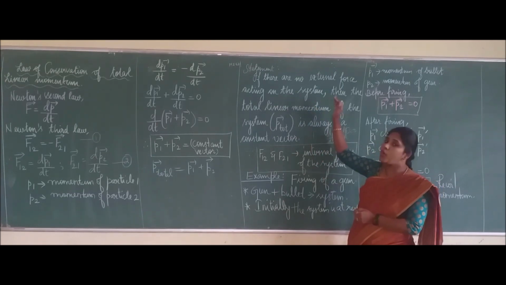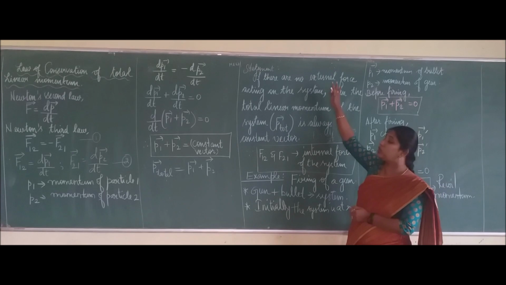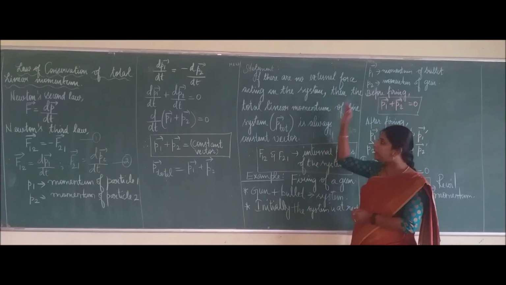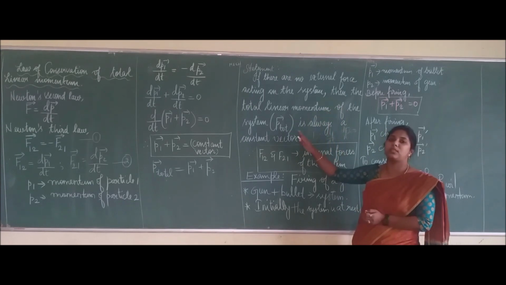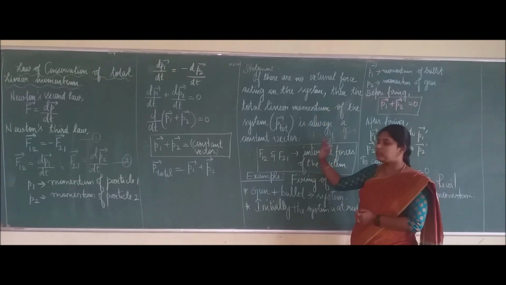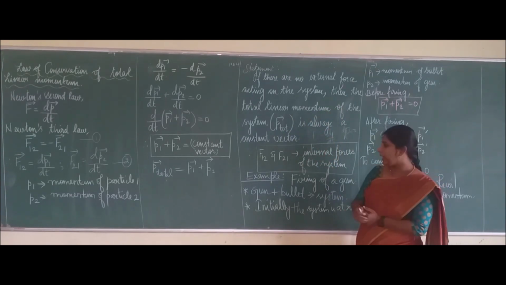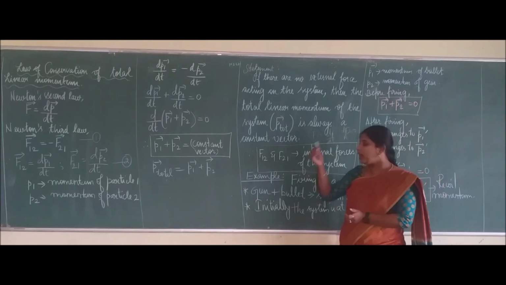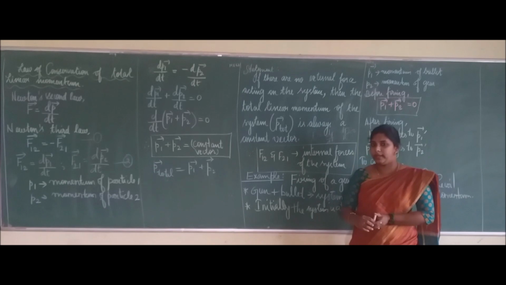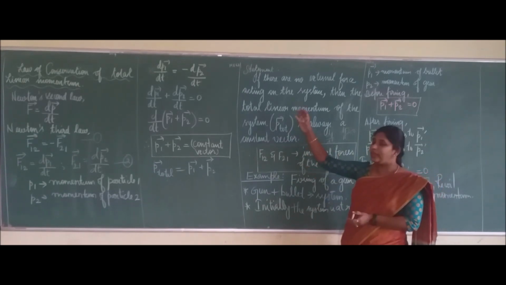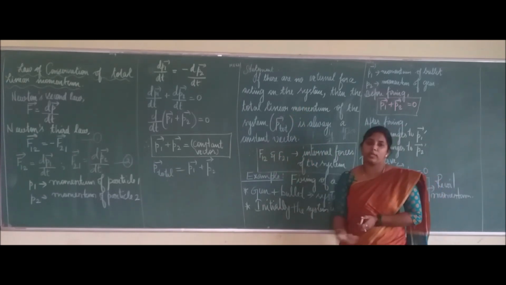If there is no external force acting on the system, then the total linear momentum of the system is always a constant vector. Now you should ask one question. Here we put the F12 force and F21 force, so these two can be acting. In this case, can we derive that momentum is constant?